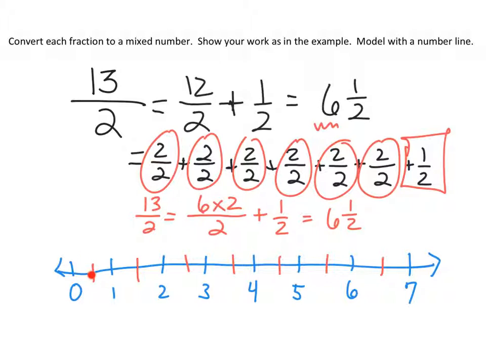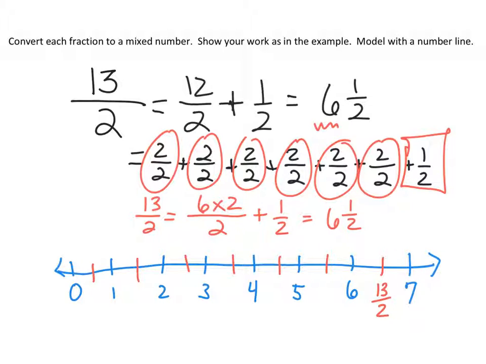We've got 1 half, 2 halves, 3 halves, 4 halves, 5 halves, 6 halves, 7 halves, 8 halves, 9 halves, 10 halves, 11 halves, 12 halves. There's our 12 halves. Look up here. This is our 12 halves, which represents 6. And then one more, 13 halves. So 13 halves would be right about here. And that represents, since we're after the whole number of 6, 6 and then 1 half. So this part right here is 13 halves.